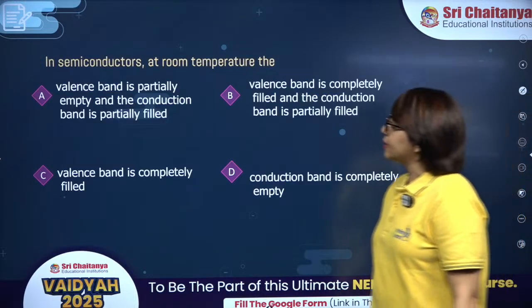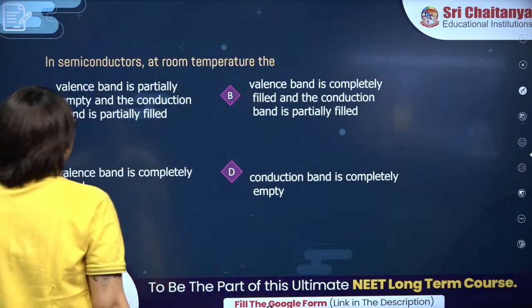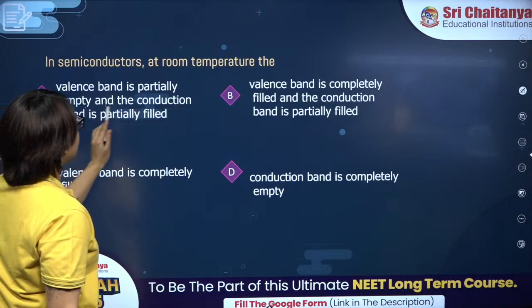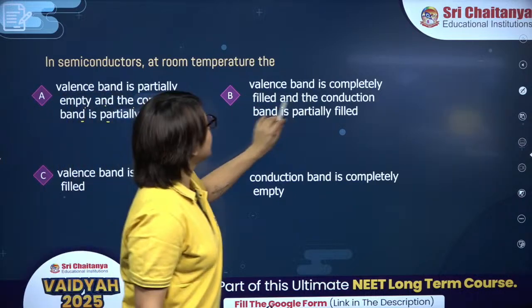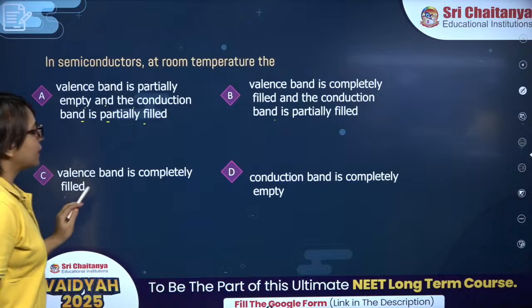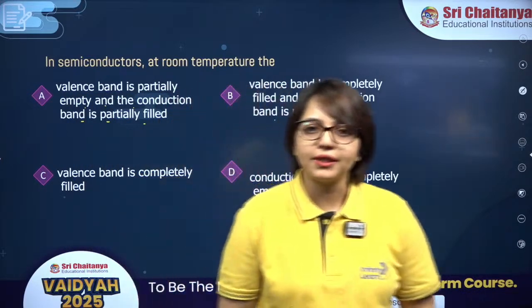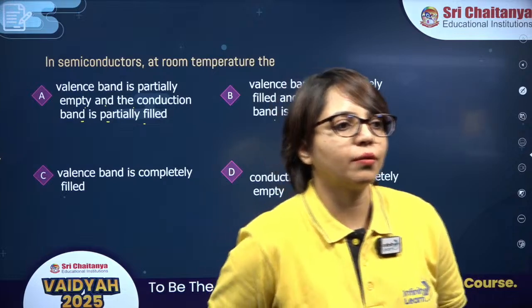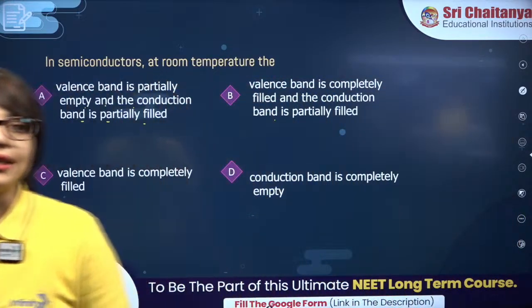Okay. Next is this one. In semiconductors at room temperature, the valence band is partially empty and conduction band is partially filled. Valence band is completely filled and conduction band is partially filled. Valence band is completely filled and conduction band is completely empty. What will happen to the semiconductor at room temperature? Come on, guys. This is one of the very important lines from NCERT.